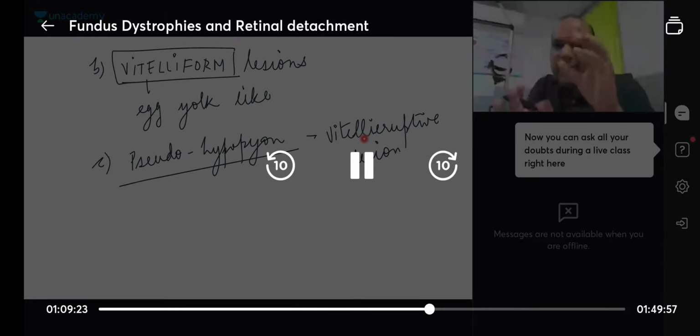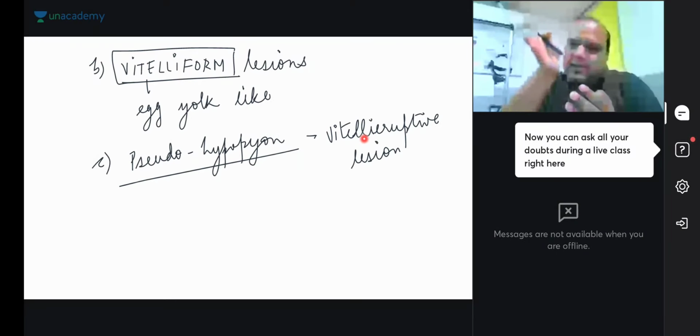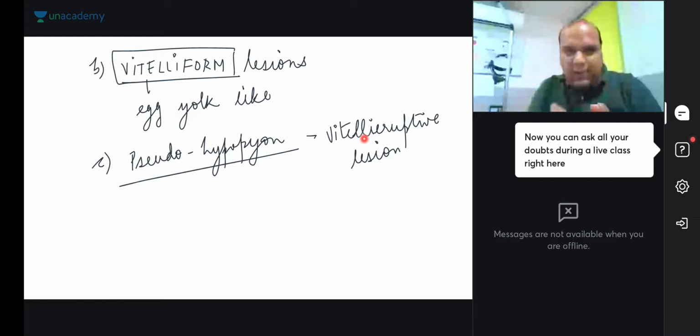Basically, if I try to explain to you, let's say there was the egg yolk. Now you have broken the egg yolk. So all the liquid out of the egg yolk has oozed, and from the retina it has now moved into the anterior chamber. So understand, vitelliform is egg yolk. You break the egg yolk, all the liquid oozes out, vitelliruptive, and goes and collects into the anterior chamber.